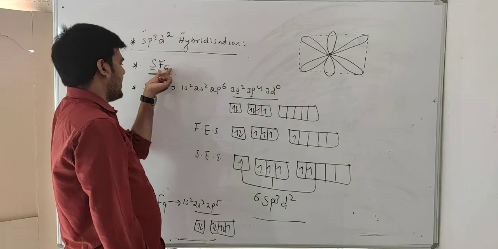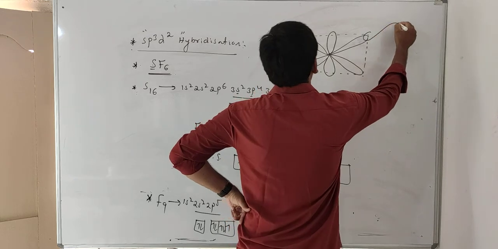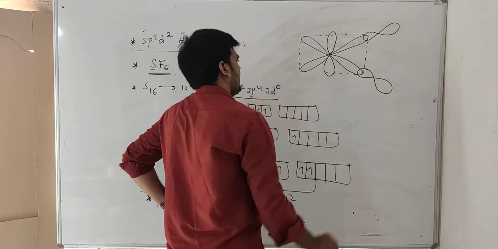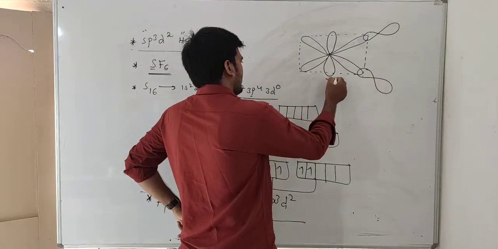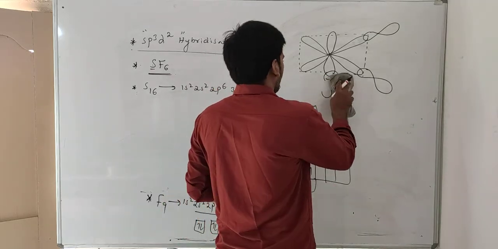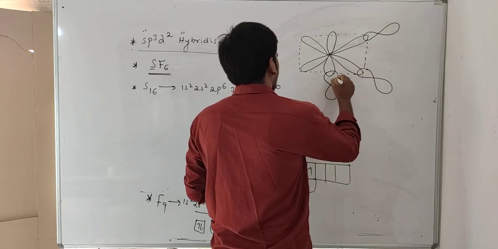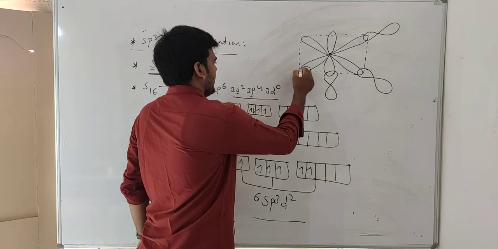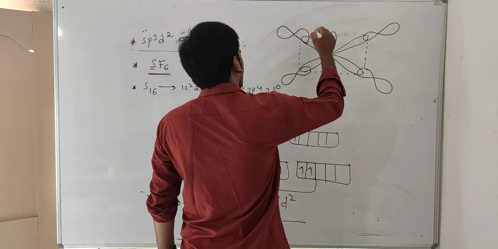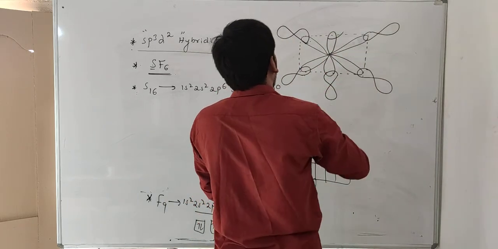Next, total fluorine atoms are 6 fluorine atoms. So the pz orbital of the first fluorine atom, the pz orbital of the second fluorine atom, the pz orbital of the third fluorine atom, the pz orbital of the fourth fluorine atom, the fifth fluorine atom, and the pz orbital of the sixth fluorine atom.